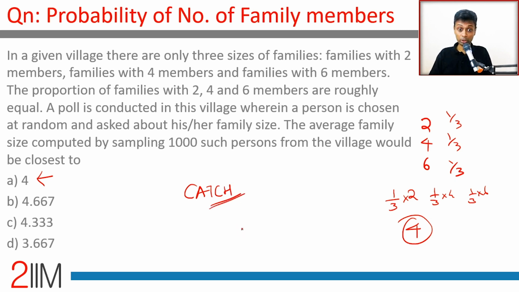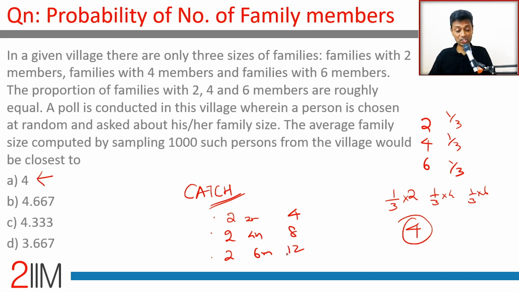And so now think about it. What could be the right answer? If there are equal number of families, 2 member families, 4 member families, and 6 member families, and you're picking a person at random, is there an equal likelihood that the person could be from a 2 member, 4 member, or 6 member family? Or is that different? Imagine there are 2 two-member families, 2 four-member families, and 2 six-member families. Pick a person at random from this. Is there an equal likelihood of the person being here? No. There are 4 from this, 8 from this, 12 from this.